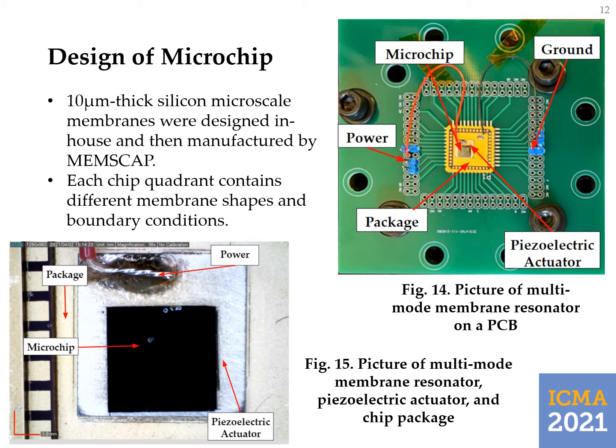Figure 14 shows a more zoomed in picture, you can see the microchip on the package and the power and ground. And then figure 15 shows an even more close up image with the microchip on top of the piezoelectric actuator on top of a package, as well as the power wire glued to the piezoelectric actuator.